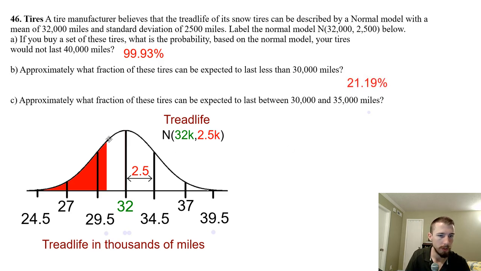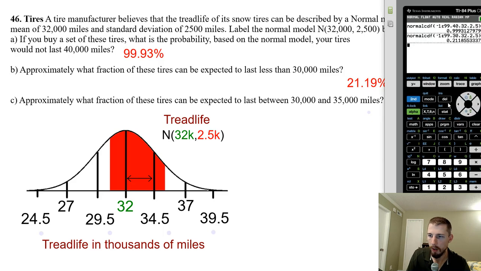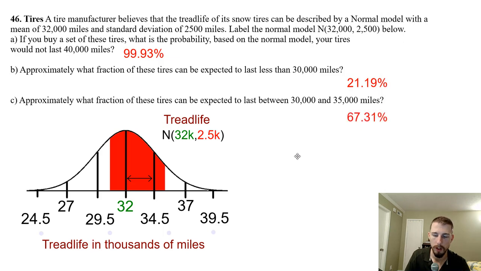Okay. Approximately what fraction of these tires can be expected to last between 30 and 35,000? So now we're kind of measuring from the center, but it's not really a big deal. So from 30 to 35,000. All right, so same thing. Second distribution, CDF. Our lower bound this time is going to be 30. Our upper bound we said was 35. Still same mean and standard deviation, which will give us 67.31. Okay, 67.31%. All right, so we're good with those.